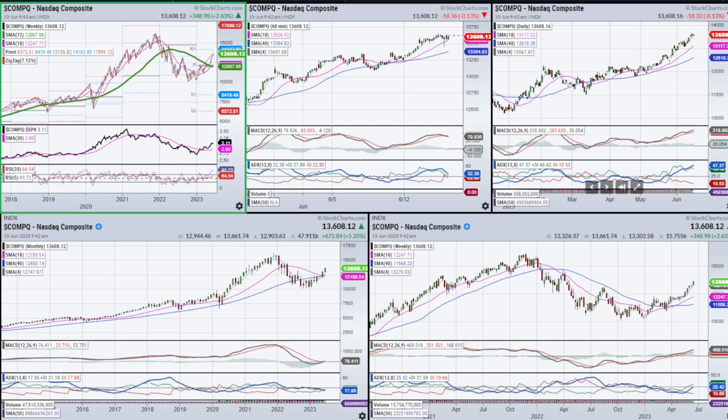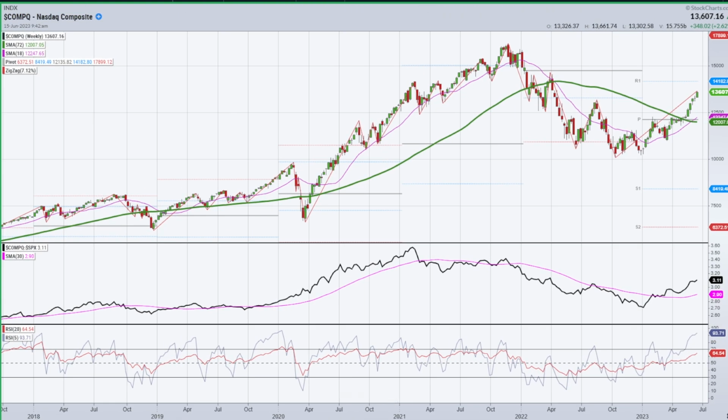So what I'm looking for now are signs of some kind of a topping pattern developing because we've made a really strong move. And let's just take a quick look at the RSI and actually the relative strength. So this is the relative strength, and we can see from the beginning of this year, from this bottom right here, from that point on, we've seen not only price improvement, but we've seen relative improvement, which is really important.